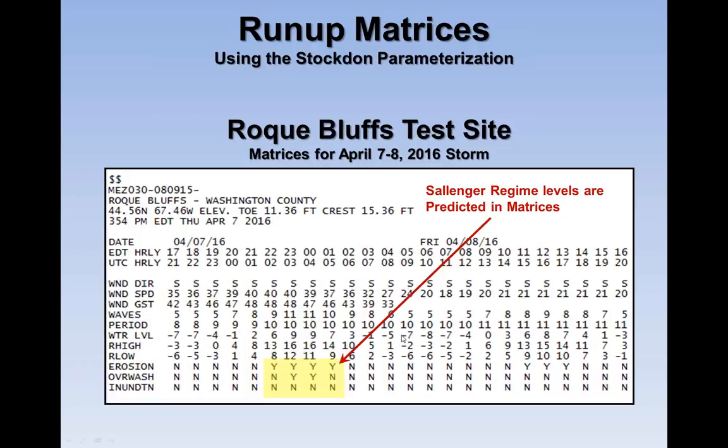Incidentally, in our workstation here, we have developed a water level grid which incorporates both the tide and the surge. And the matrix itself also depicts the different levels in the Sallenger scaling model and the conditions forecasted by it, such as erosion, overwash, and inundation. This particular sample here was taken from the April 7th to 8th, 2016 storm event, and this particular forecast was showing both erosion and overwash, but not inundation.